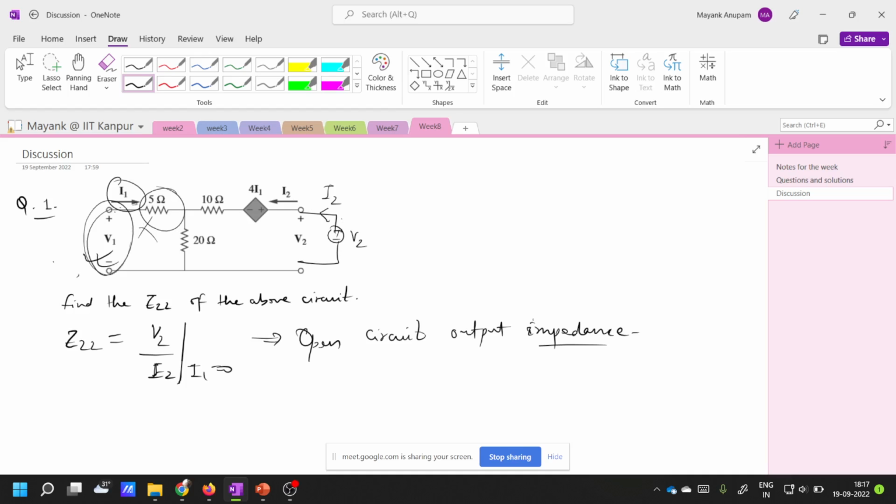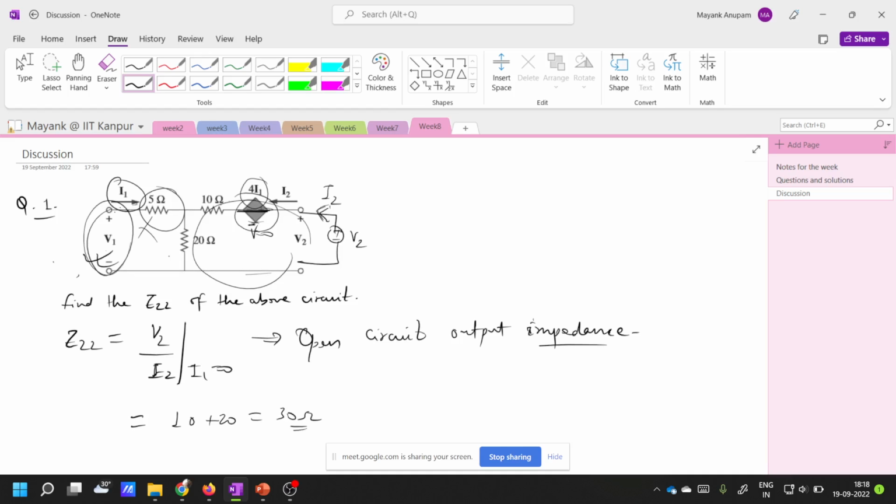So the current I2 is going to flow only in this branch. Also you see that this is a dependent voltage source, and its value is 4 times I1. Since I1 is 0, this voltage source is simply 0, so this is a short circuit. So what will be V2 by I2, the impedance here? It will be simply a series connection of 10 ohm and 20 ohm, so it is 10 plus 20, 30 ohms.